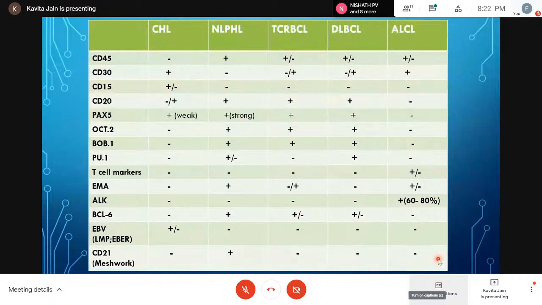So these are some of the differentials I've been repeatedly doing. I think you can just go through this table. I've deliberately made this so that it may help you out later.